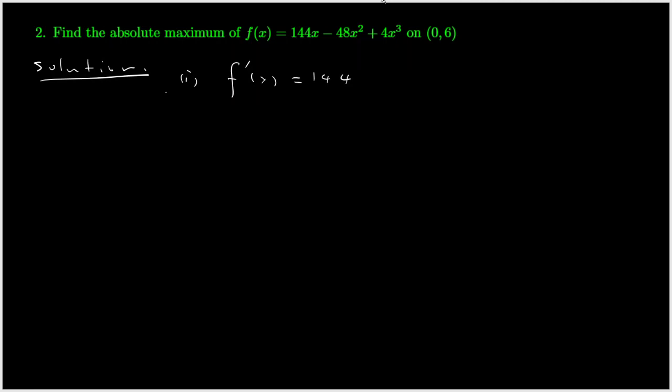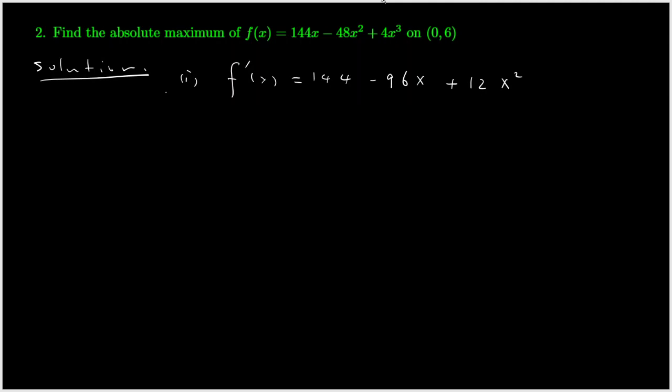144 minus 96x, I think, 96x. So do I get this right? And then plus 12x squared. So that's the derivative of the function, which should be simple.